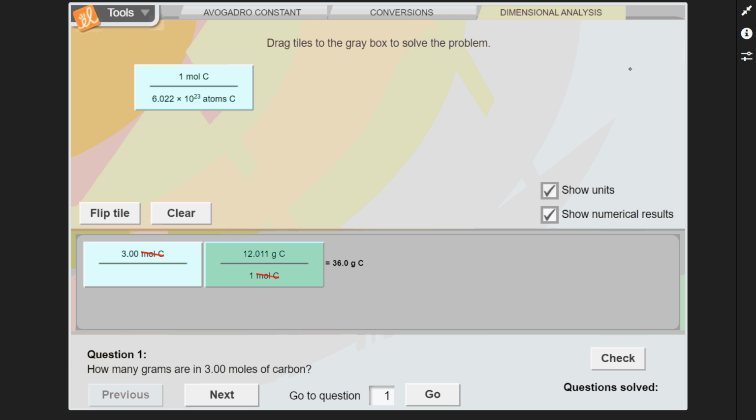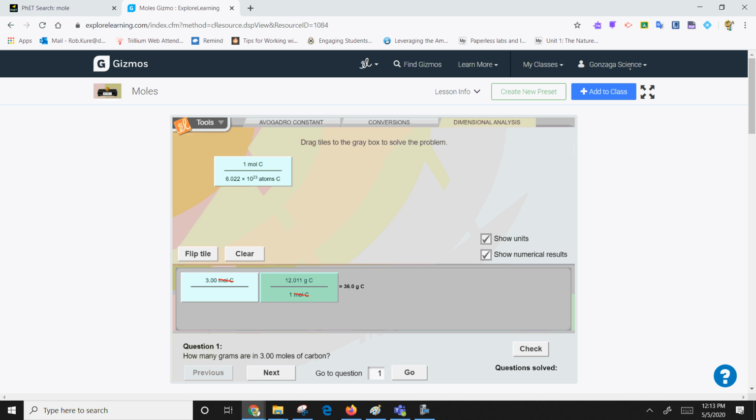And that's what you do. You go through some of these and you check your answers and you get a sense of how to do this dimensional analysis or this factor cancellation technique that we do.